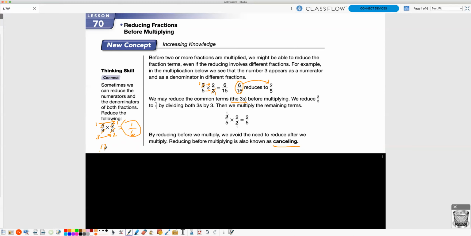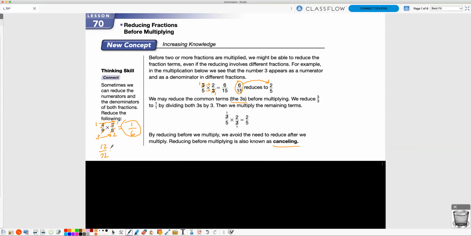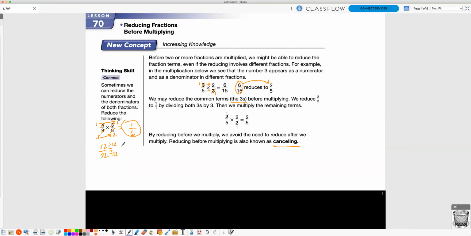Otherwise, you would have 12/72, which would have to be reduced. You'd have to recognize that this is divisible by 12, and so is this one. Then you'd get 1 as that, and then you'd have to do 72 divided by 12, and you'd guess and check until you got 6. And 6 times 12 would be 72, and so you'd end up with 1/6 in the end anyway. It's a lot easier, instead of doing all this, to just start out with canceling when you can.